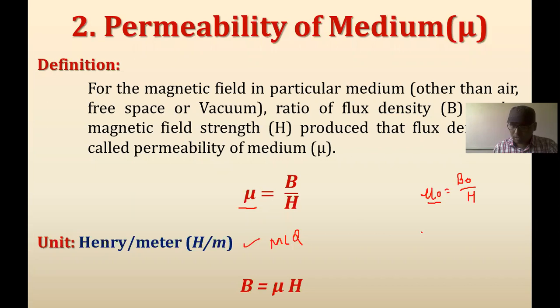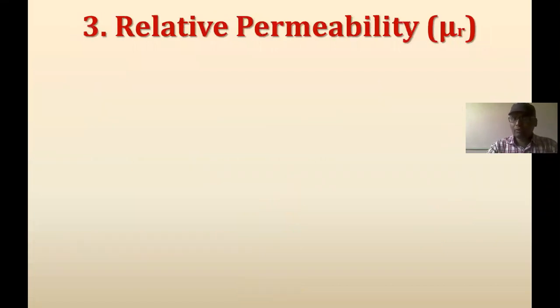And you know that the value of mu depends upon the material, but the value of mu naught is always constant, which is equal to 4 pi into 10 raised to minus 7 Henry per meter. Get my point? So this is the difference between the permeability of free space and the permeability of a medium. And then the third type is relative permeability, which is a unitless quantity.